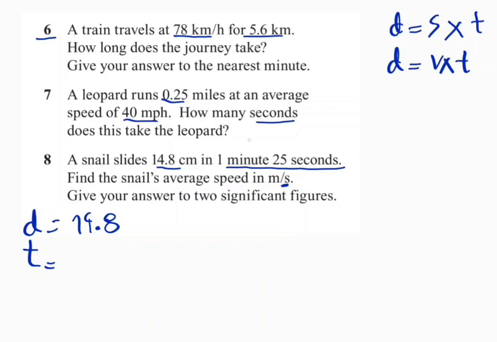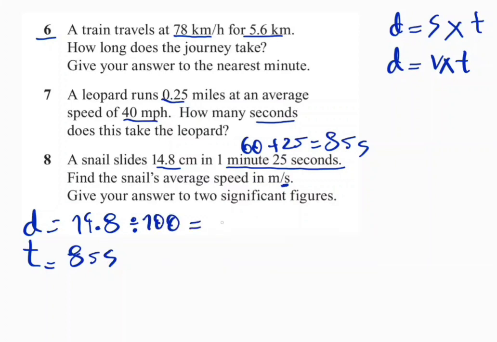We know that 1 minute is 60 seconds. So 60 plus 25 gives us 85 seconds. So the time is 85 seconds. The same thing applies for the distance, because distance is also in centimeters, but we want it in meters. And we know that 1 meter is 100 centimeters. So if we want to work backwards, we just divide by 100. So our distance divided by 100 is 0.148 meters.